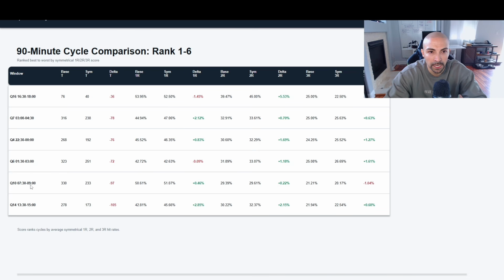Looks like quarter 10 for at least a 1R is the best, where you have just over 50% on the base and symmetrical. If you want to take a picture, we're going on to the next slide.